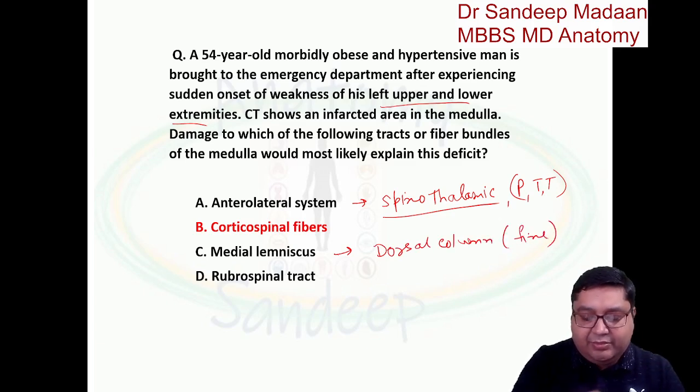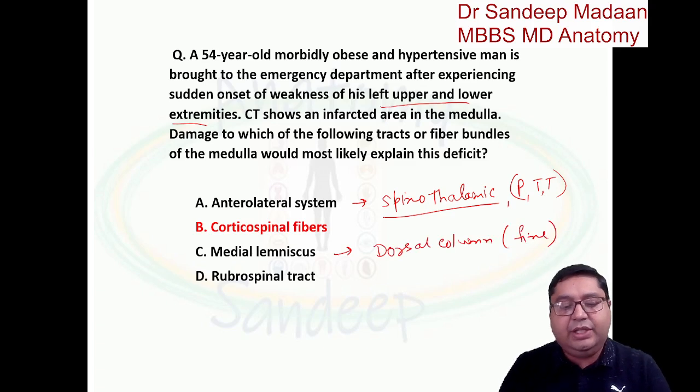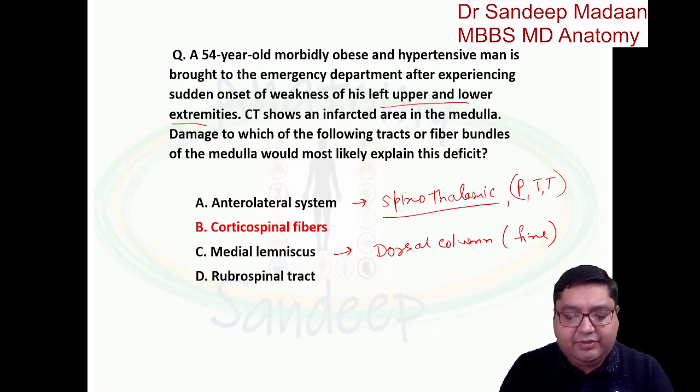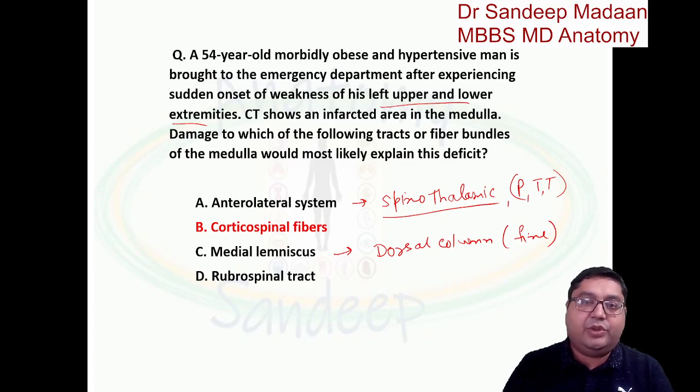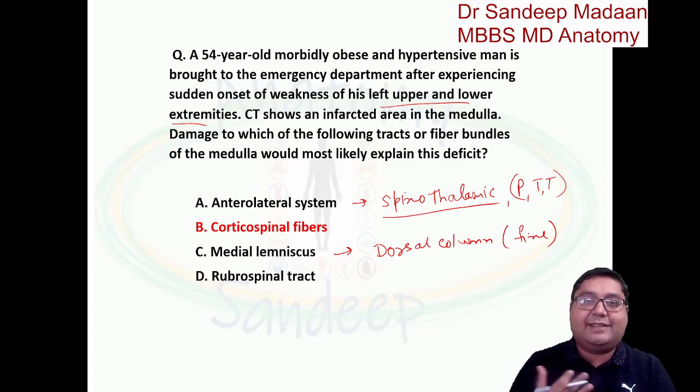And here we are marking B choice, because B will lead to the motor deficit. But what about choice D, rubrospinal? It is a part of the extrapyramidal system.